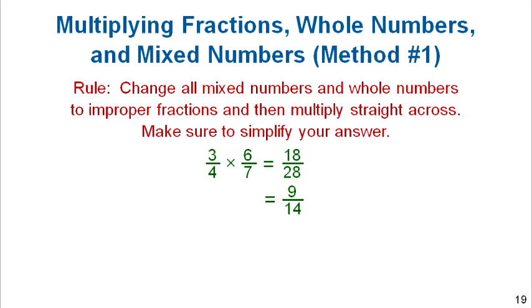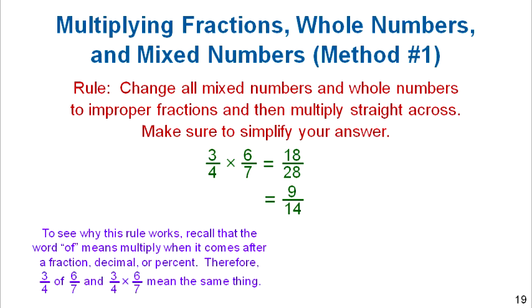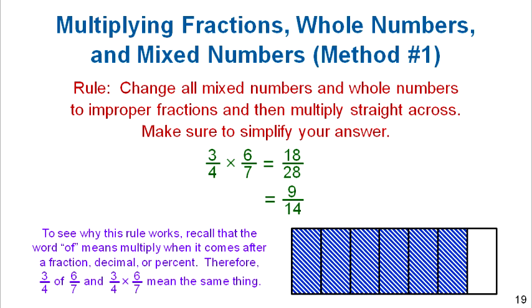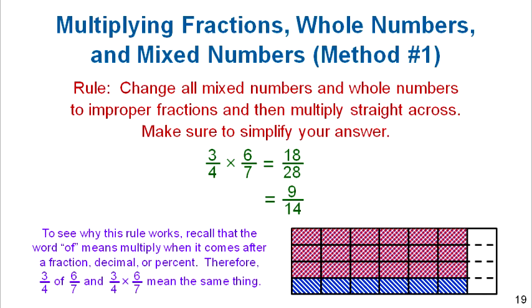To see why this rule works, recall that the word of means multiply when it comes after a fraction, decimal, or percent. Thus, this problem is asking us to find 3/4 of 6/7. So, let's start with 6/7. If we want to find 3/4 of this, we want to split this up into 4 equal groups and then find the fraction that represents 3 of these groups. Note that our whole has now been split up into 28 equal pieces, and then we want to talk about 18 of these pieces. Therefore, 3/4 of 6/7 must equal 18/28, or 9/14.